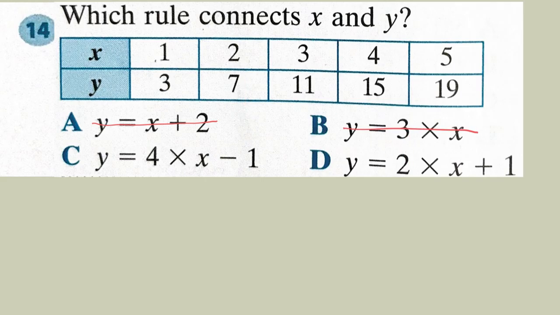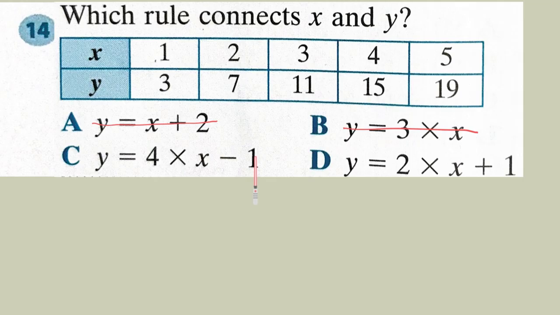Cross it out. Go to C now. Substitute 1. 1 times 4 is 4. 4 take away 1 is 3. That works. What about 2? 2 times 4 is 8. 8 take away 1 is 7.